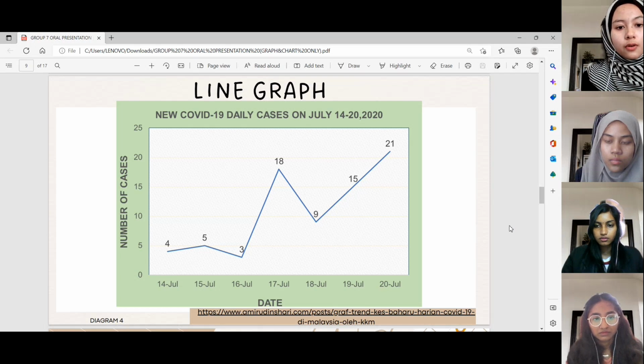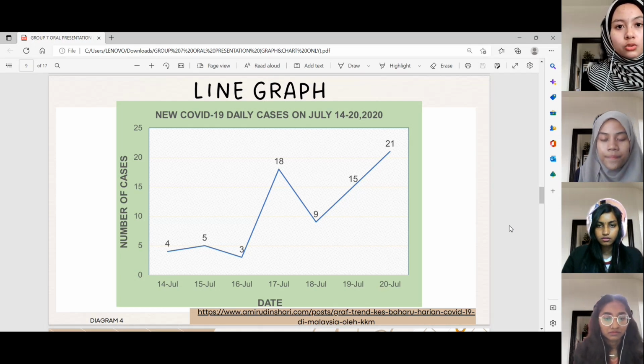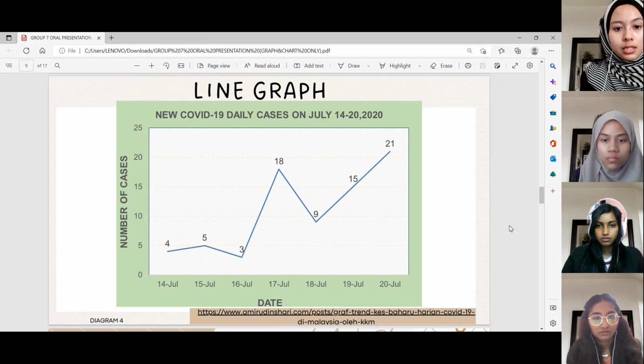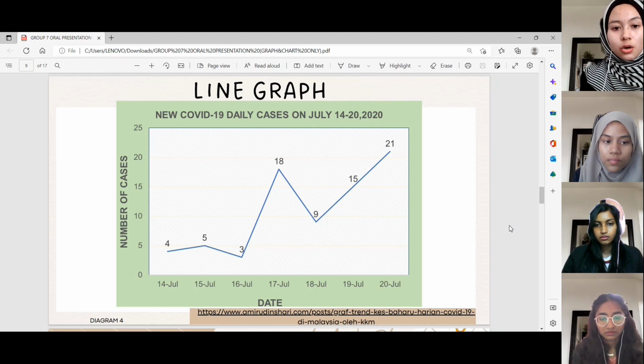Lastly, from 15 to 16 July 2020, the number of daily cases decreased slightly from 5 to 3 cases, increased substantially from 3 to 18 cases, and then decreased greatly to 9 cases on 18 July 2020.